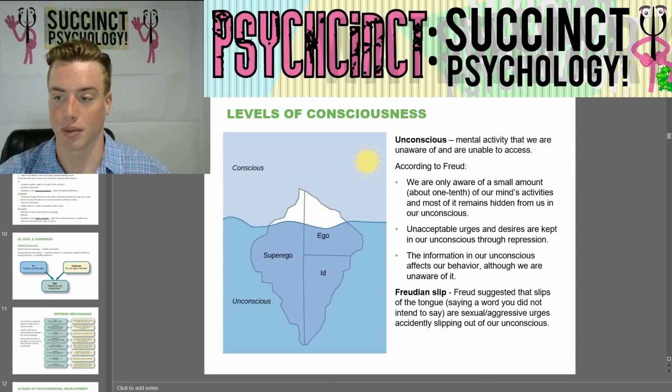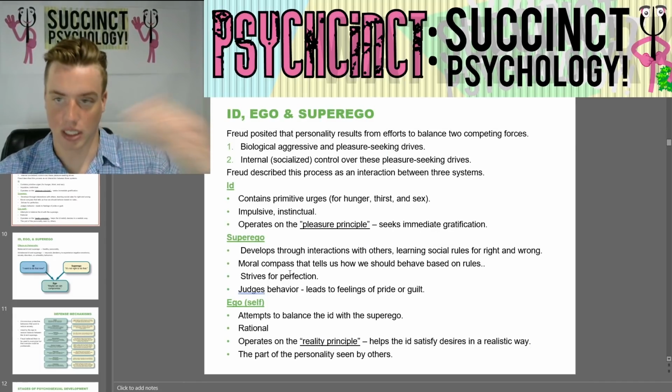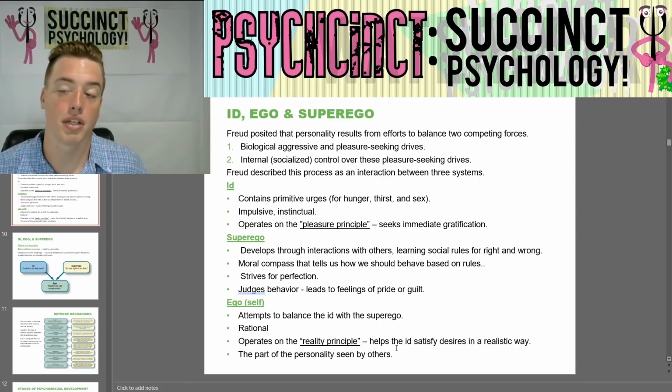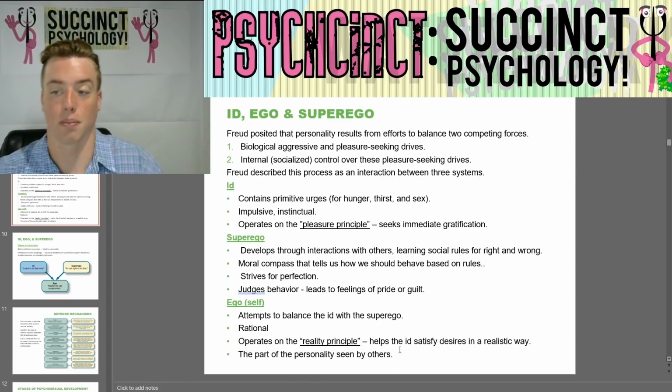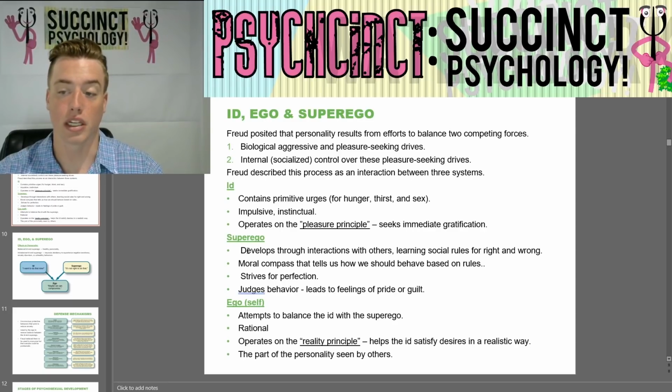And here you go, we can see right here, the superego, ego, and id. Remember, glacier. The id contains primitive urges for hunger, thirst, and sex. It is impulsive and instinctual, and it operates on the pleasure principle, so you seek immediate gratification. The superego develops through interactions with others, learning social rules for right and wrong. A moral compass that tells us how we should behave based on rules, it strives for perfection and judges behavior. So if you're not being perfect, you're not being moral, which leads to feelings of pride or guilt.